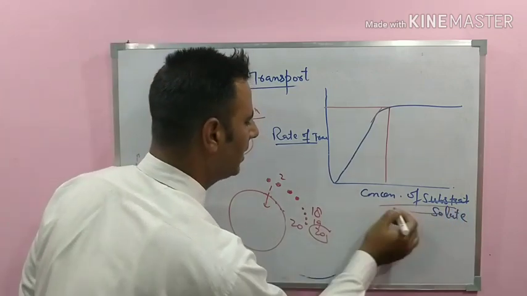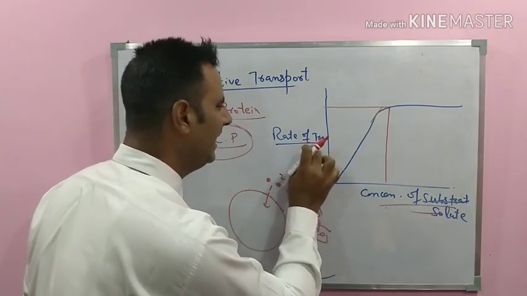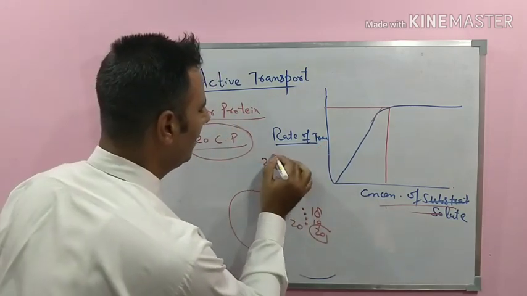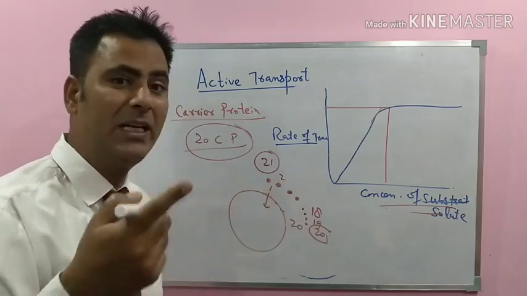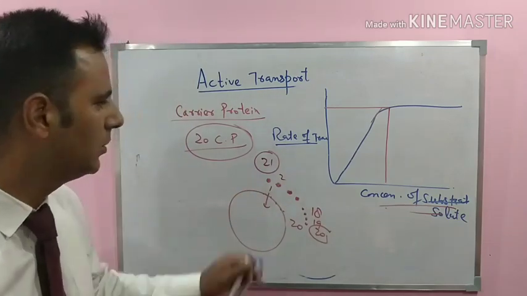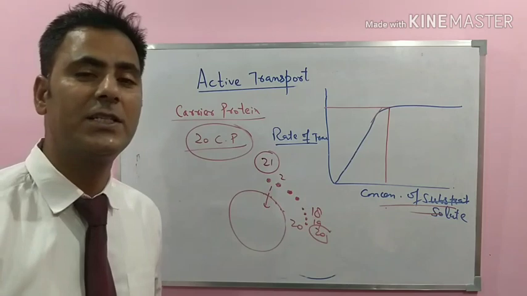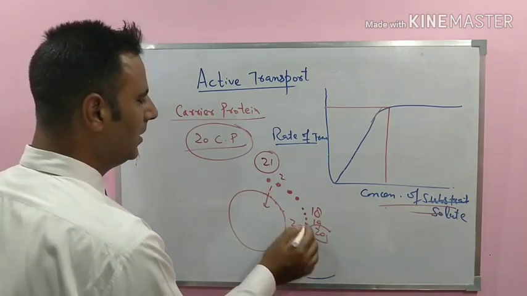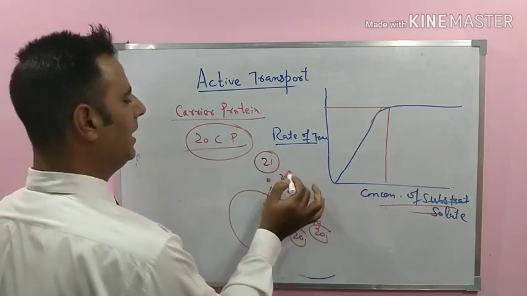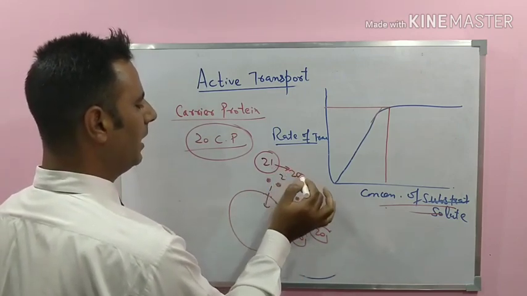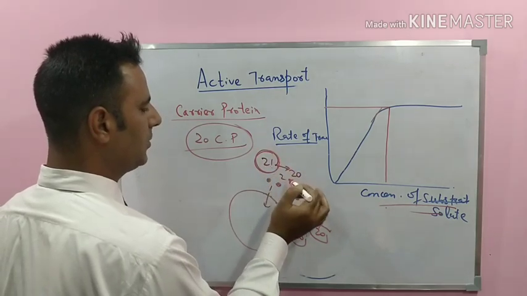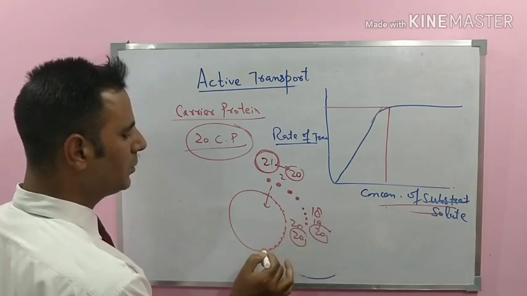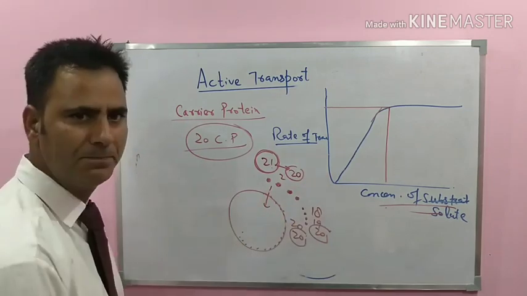When we increase the concentration of substrate, we are finding an increase in the rate of transport. But suppose we have 21 substrate molecules, not 2, not 20, we have now 21 substrate molecules. How many carrier proteins do I have? I have only 20. So what is going to happen? Of these 21 substrate molecules, 20 will instantaneously bind with the 20 carrier proteins and will be taken in.